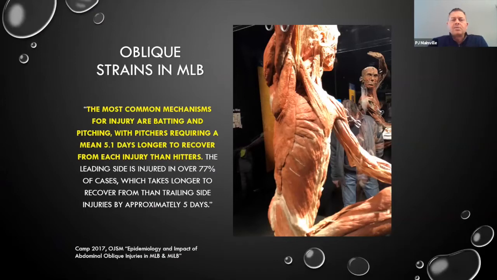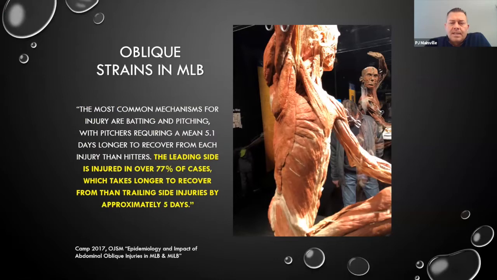As expected, the most common mechanism of injury for oblique strains are hitting and pitching, with pitchers requiring a mean of 5 days longer to recover from each injury than hitters. The lead side is injured in over 77% of cases, which takes longer to recover from than the trailing side oblique injuries by approximately 5 days.